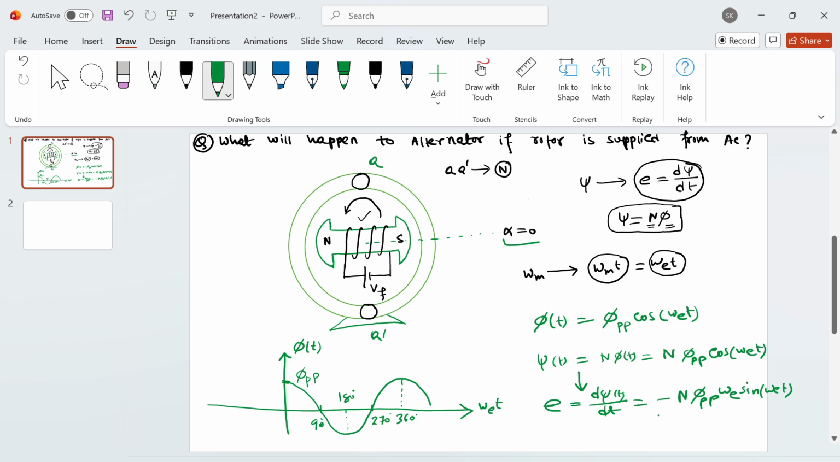Okay, so this sign and all you can ignore if you consider the Lenz law and all. So those things will vanish basically. So you need not even worry about that. So this is the magnitude, and a sinusoidal induced voltage you will get once you have a DC excitation in the rotor. But what will happen if the rotor is supplied from an AC source? That is something that we have to see. Let me erase this portion now.